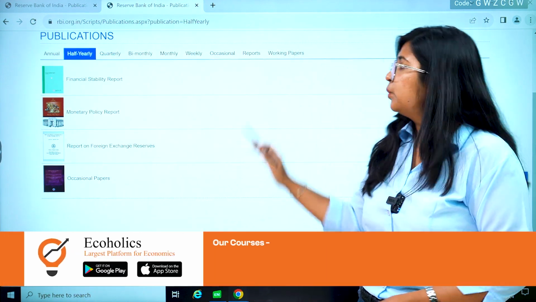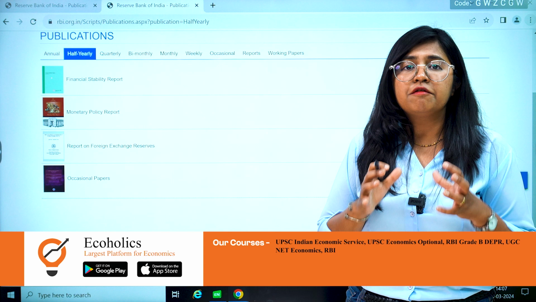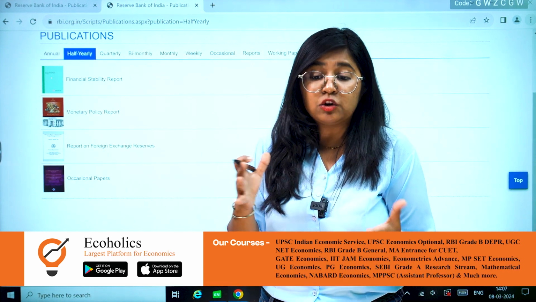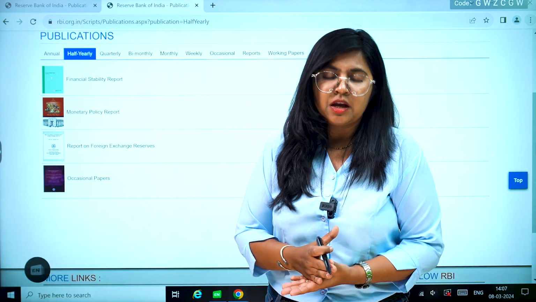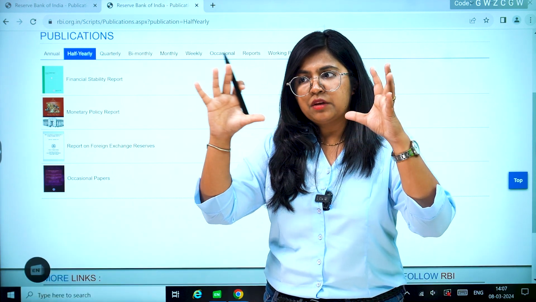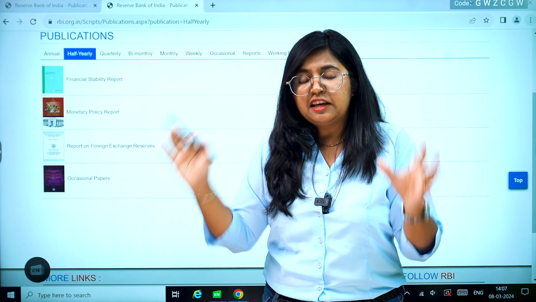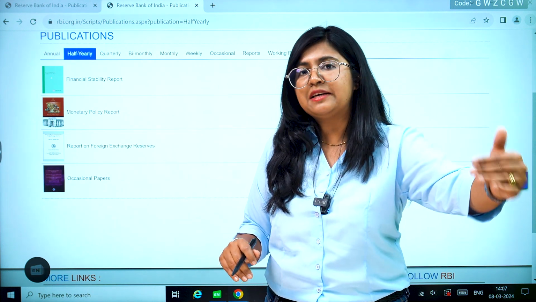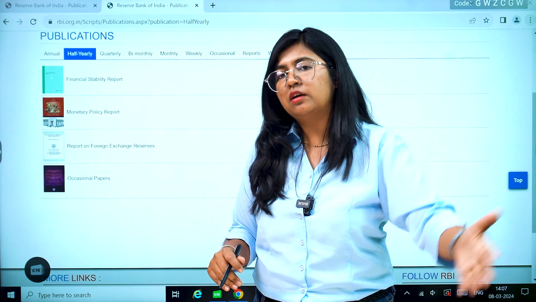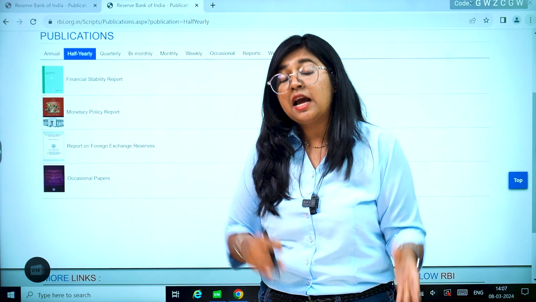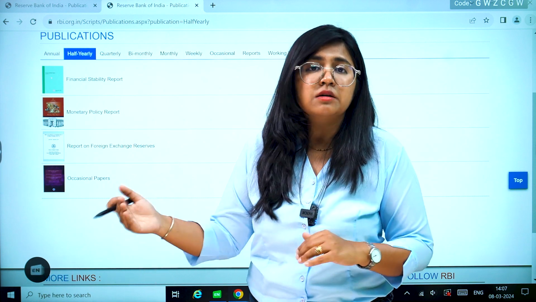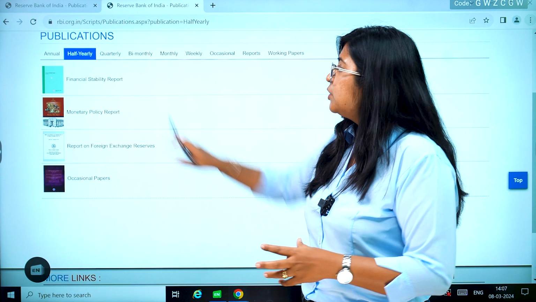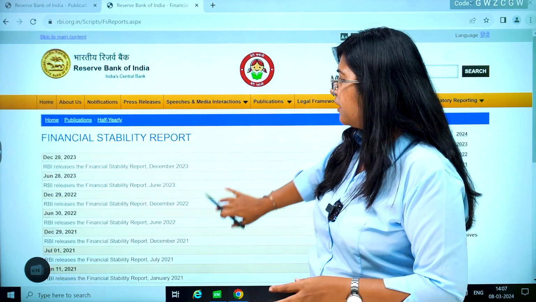Financial stability report will give you a very vital idea about the economy's financial stability. It will give a holistic view of how the economy struggled, why the economy struggled in financial stability, and how it overcame a certain amount of problems. Okay, it will talk about adequacy, it will talk about different things under it.